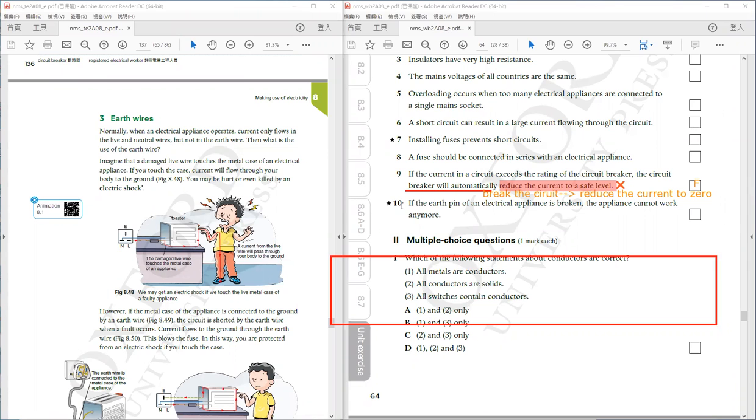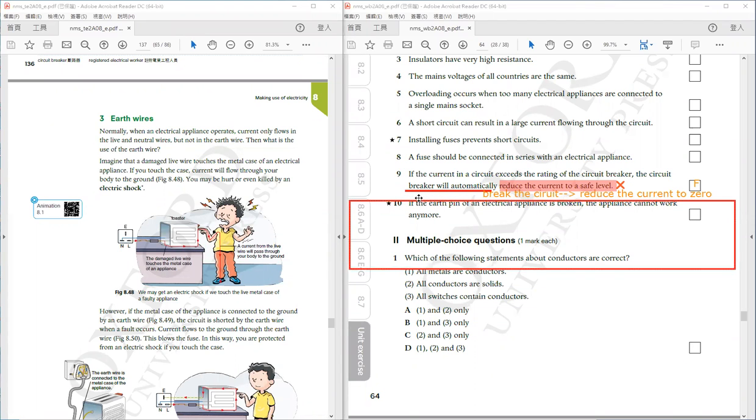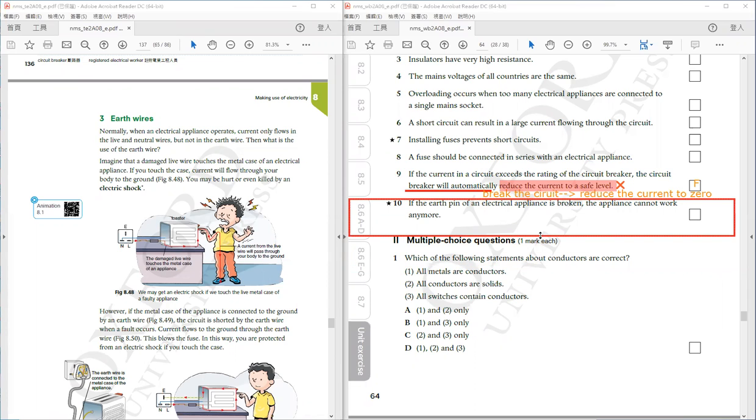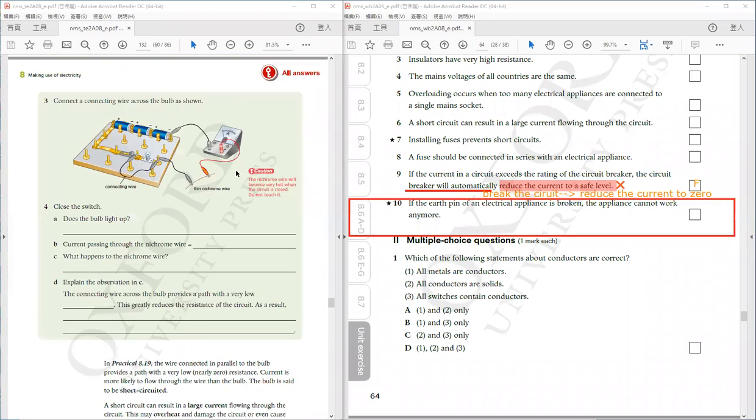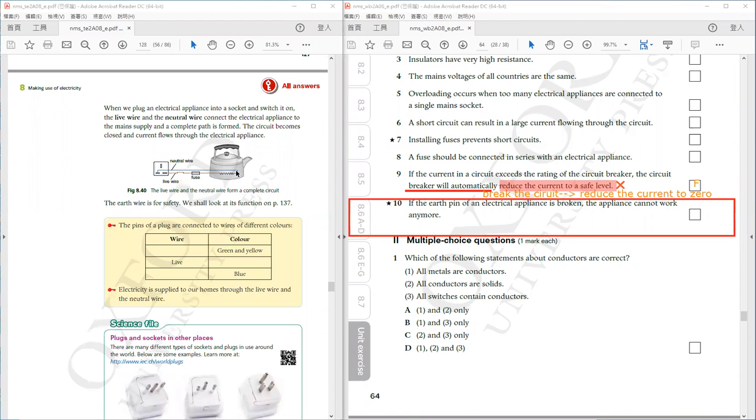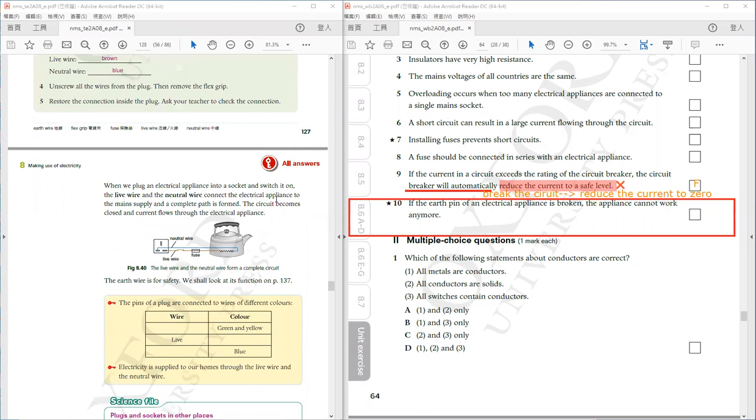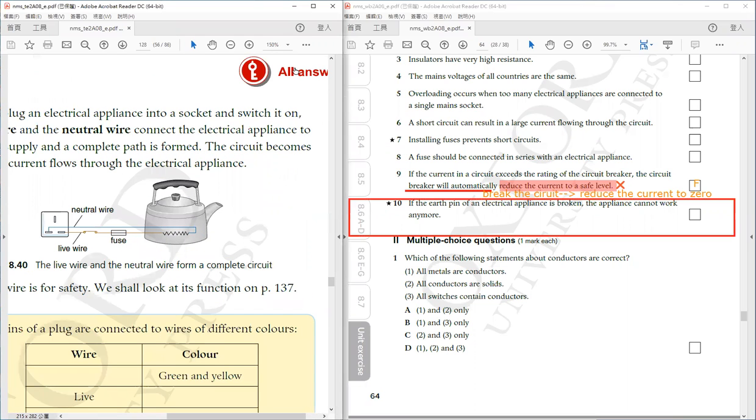Question 10. Question 10, right here. If the earth pin on the appliance, let me find the earth pin. Here. This is page 128. Page 128.